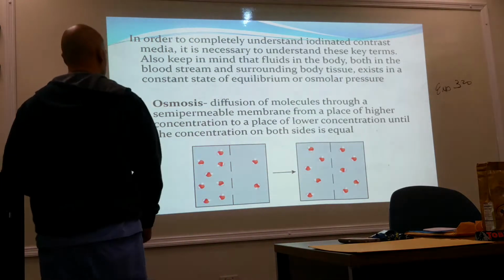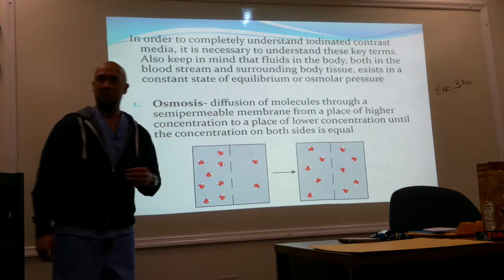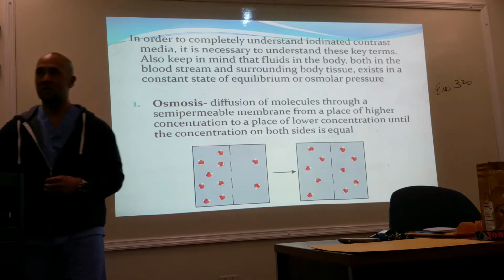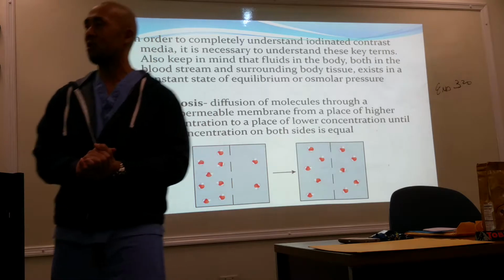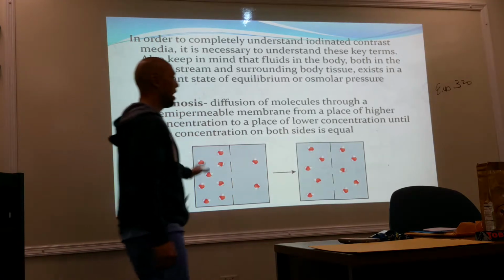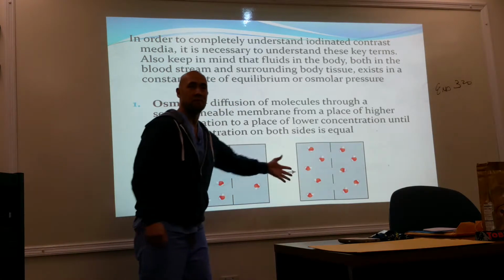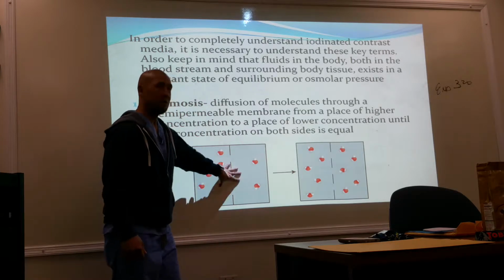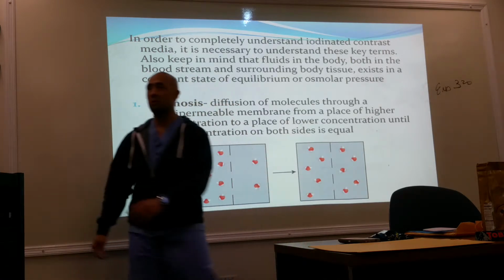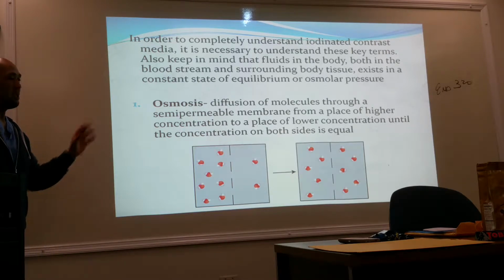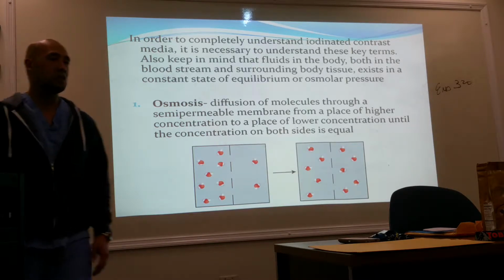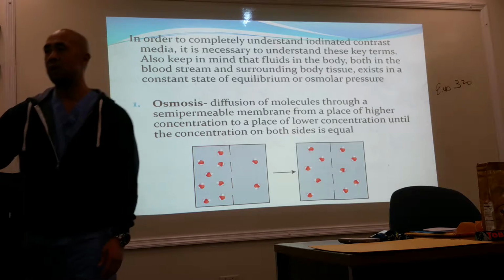So the first term here is osmosis. Osmosis is the diffusion of molecules through a semi-permeable membrane from a place of higher concentration to a place of lower concentration until you have equilibrium. We all know what osmosis is, right? That's true. So we're familiar with this term, but these next two terms you're probably not as familiar with.